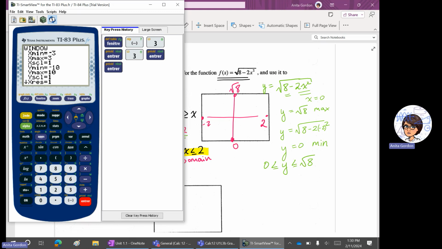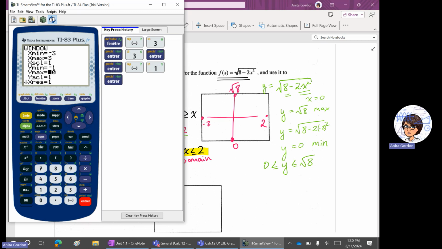My minimum value for Y is 0, so I'm just going to go to -1. Again, I'm choosing slightly higher and lower so that I can see the key points. The maximum is √8. Okay, you can see the square root symbol just above the X squared button, 1, 2, 3, 4, 5 buttons down on the left side.